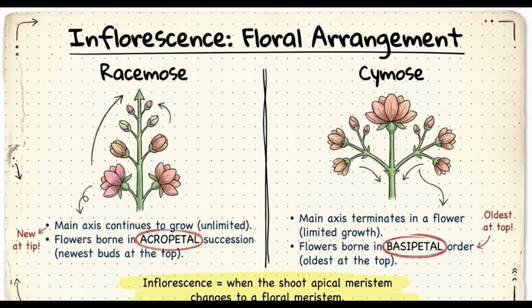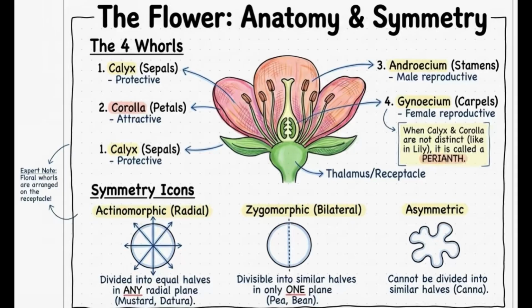Okay, so let's zoom right in on the flower itself, because if the leaf was a solar panel, the flower is a highly complex, precision-engineered mating beacon. It really is. The entire structure sits on a base called the receptacle, or the thalamus. And arranged on this base are 4 essential rings, or whorls. Now, what's fascinating here is the mnemonic provided in the notes to remember the order of these whorls. Oh, yes. Moving from the outside of the flower inward to the center.